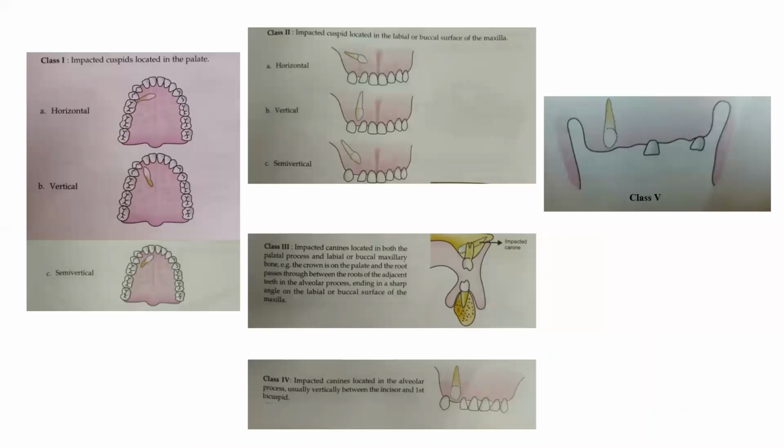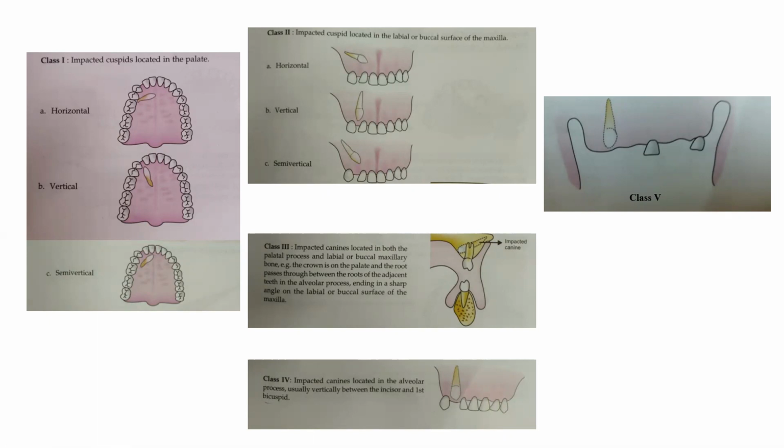So as you can see in the first diagram, class 1, impacted cuspids located in the palate. This is a horizontal impaction. This is a vertical impaction. And this is a semi-vertical impaction. In class 2, we have impacted cuspid located in the labial or buccal surface. This is the horizontal impaction, vertical impaction, and semi-vertical impaction. Class 3, we have impacted canines located in both the palatal process and labial or buccal maxillary bone.